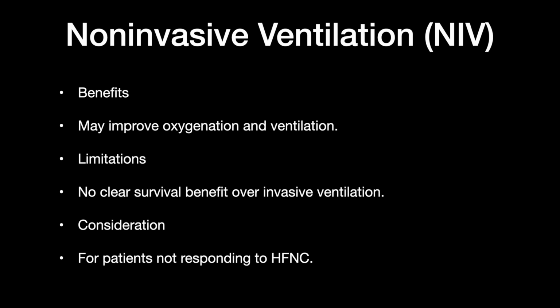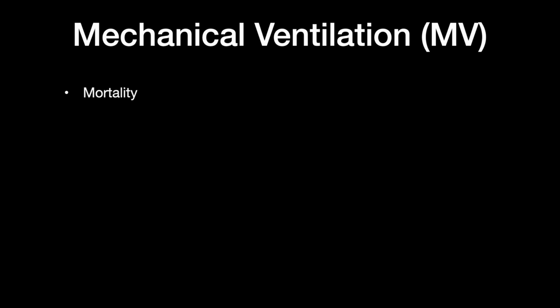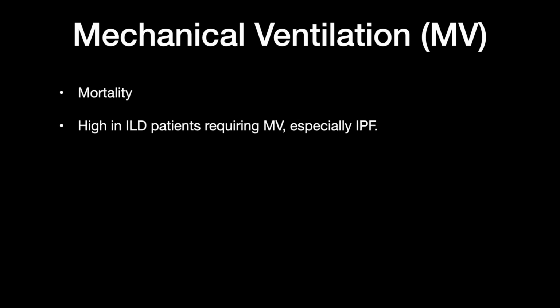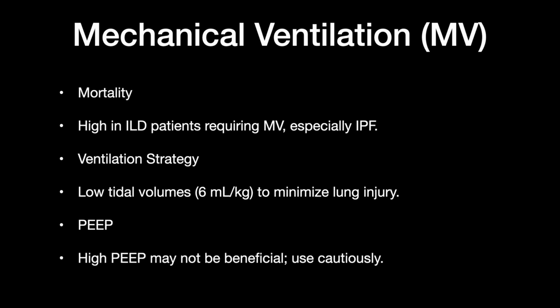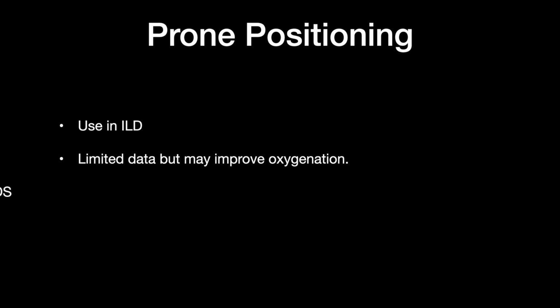But if the patient continues to have more distress, then you can go for mechanical ventilation. The mortality rate becomes very high if the patient is intubated. The ventilatory strategies are the common ones that we use, that is low tidal volume, 6 ml per kg, to minimize the lung injury. Regarding the PEEP, high PEEP may not be beneficial over here because the lungs are completely damaged. Prone ventilation can be used, but limited data is available.